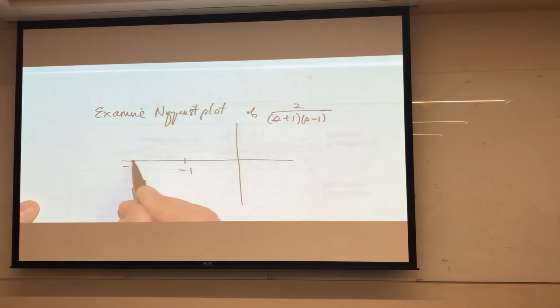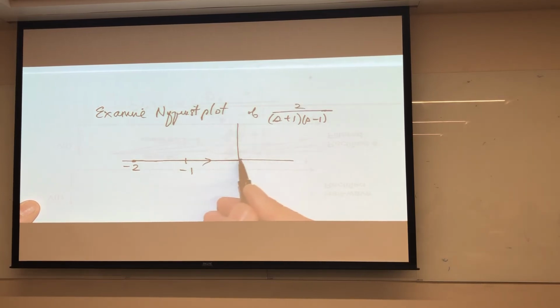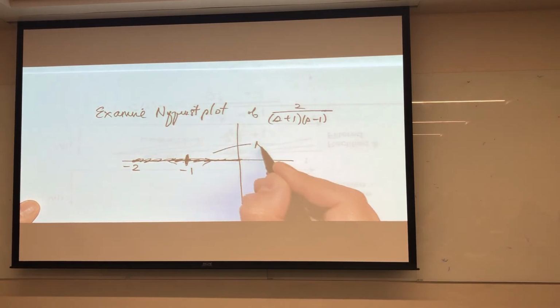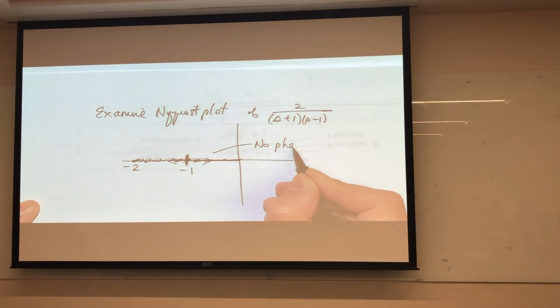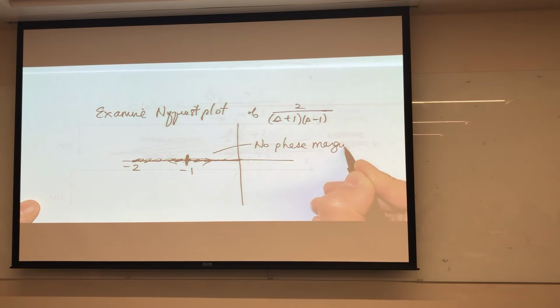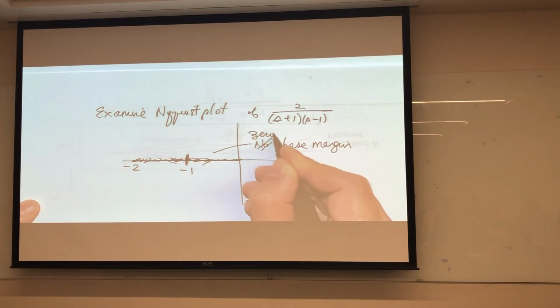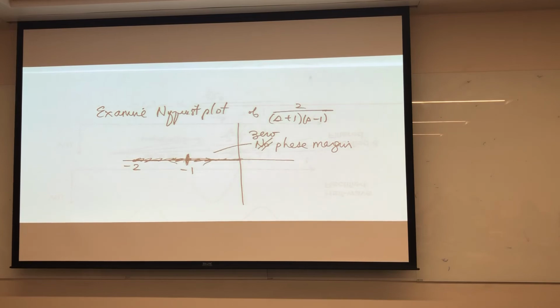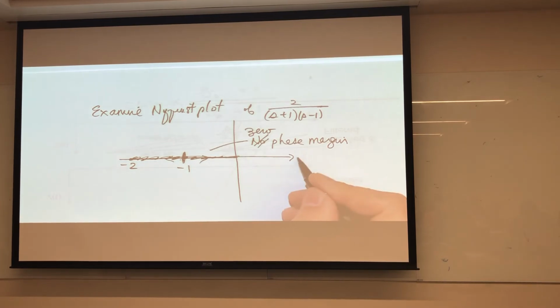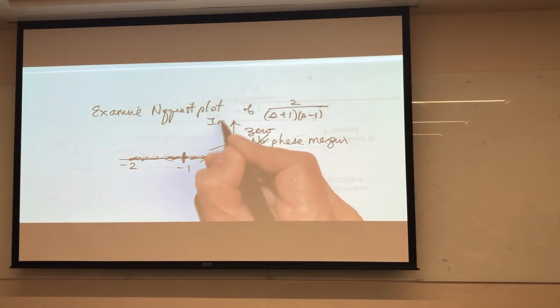Then as frequency increases, it goes through this point. And then to complete the plot, I go back to negative frequencies. It goes this way. And so I go right through the point minus 1. I touch the point minus 1. So there is no margin. Or more accurately, I should say 0 phase margin. There is 0 phase margin. This is the real axis. This is the imaginary axis.